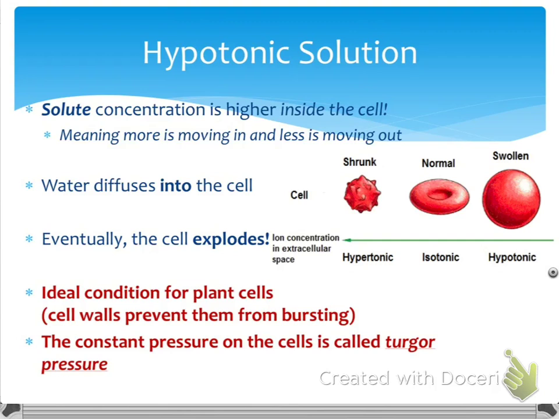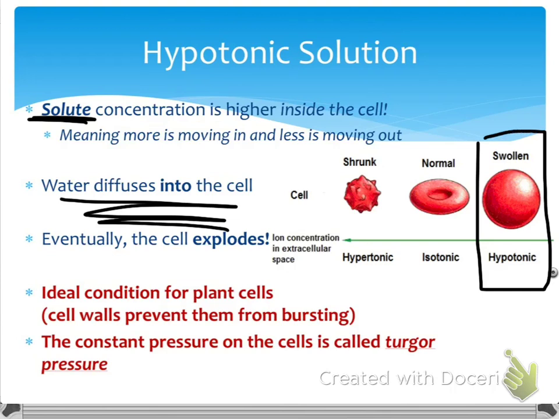Next we have hypotonic. So this is where the solute concentration is higher inside of the cell, meaning the solute is higher, so the water percent is lower. So water's going into the cell because it wants to equal out. So this is your swollen up cell that's ready to explode if it's an animal cell. Animal only.